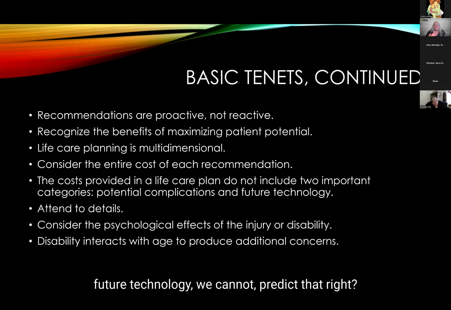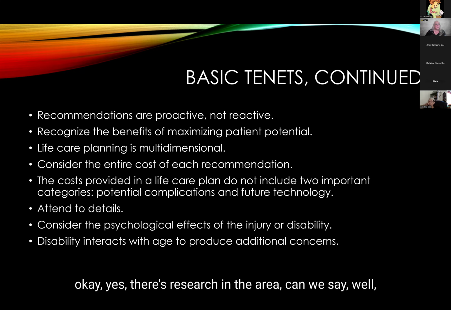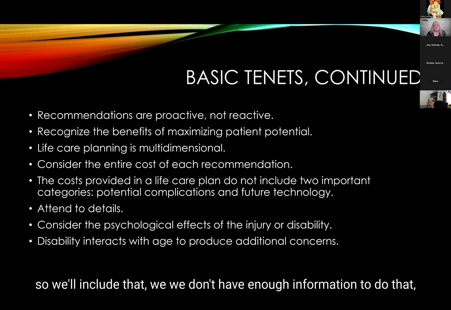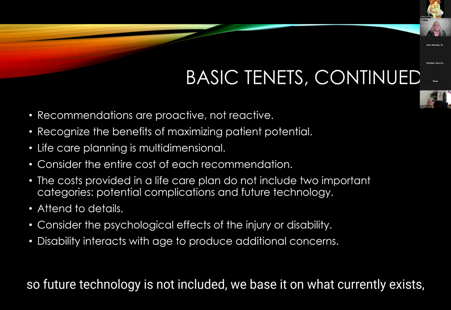Future technology, we cannot predict that, right? Taking a look at vision loss, might there be bionic eyes in the future? Maybe. Yes, there's research in the area. Can we say we expect that there will be a bionic eye available to address this person's needs within the next 20 years, so we'll include that? We don't have enough information to do that. So future technology is not included. We base it on what currently exists.